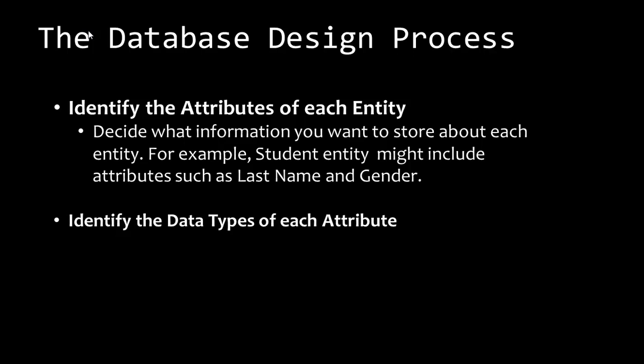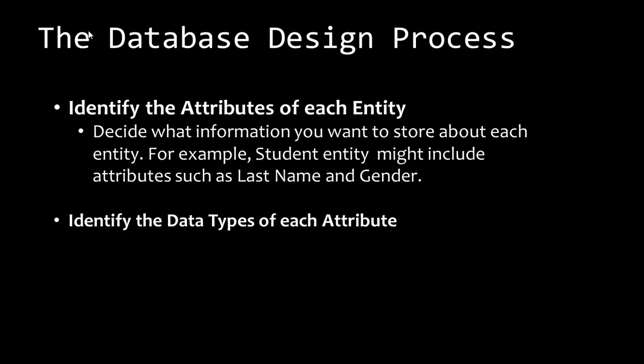So what are those? Once we identify the entities and relationships, we identify the attributes. What makes up these entities? What are the characteristics of each entity, if you will? We're going to decide what information you want to store about each entity. For example, a student entity might include attributes such as last name and gender. There's other ones: address, GPA, I don't know, social security number, student ID possibly. These are all attributes that make up and identify that particular entity. We'll talk about that again in subsequent weeks.